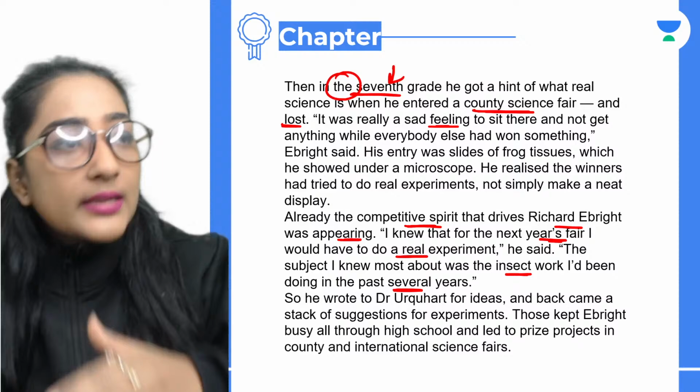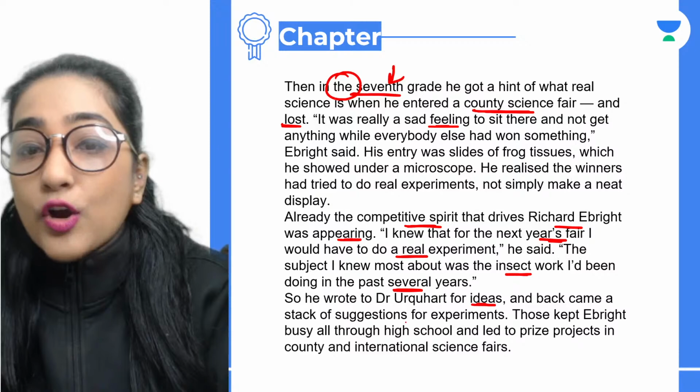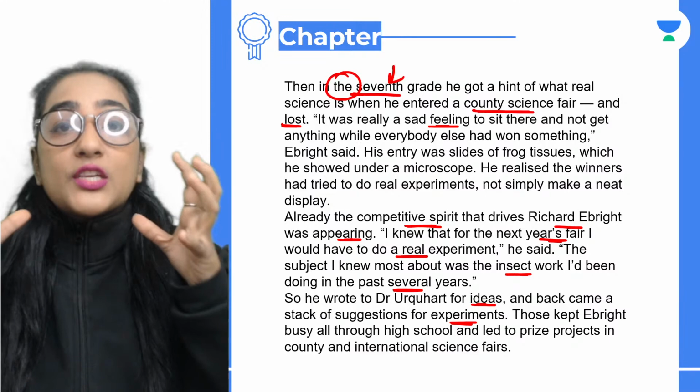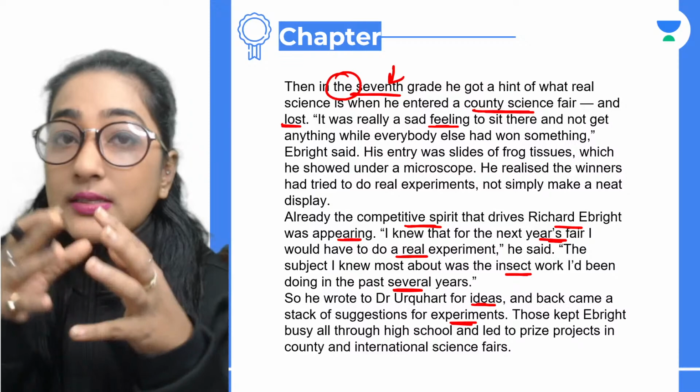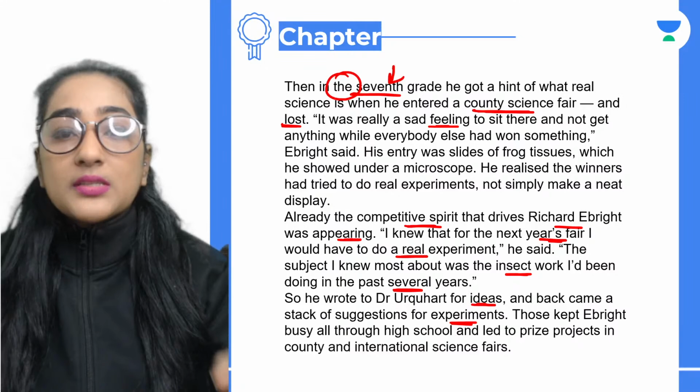And he's like that I have been doing this for the past few years, and guys, he was just in the 7th class. Okay, so he wrote to Dr. Urquhart for ideas and back came a stack of suggestions for experiments. Stack of suggestions basically means a lot of suggestions for experiments. Okay, so now he had written this letter to Dr. Frederick in Toronto for experiments related to insects. And in return, he had got a stack of suggestions, basically a lot of suggestions.